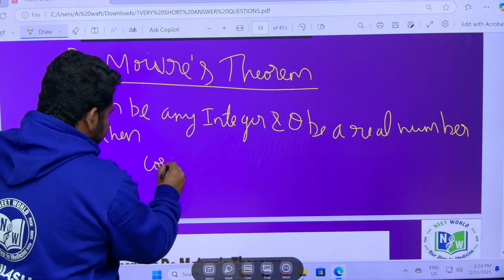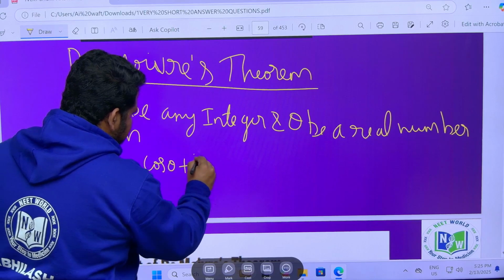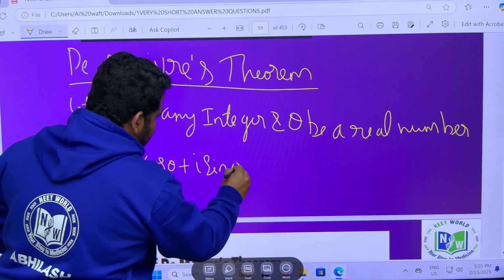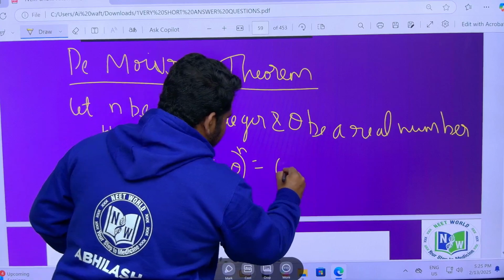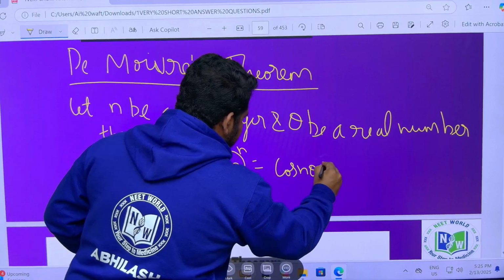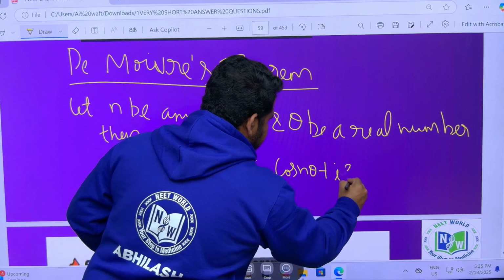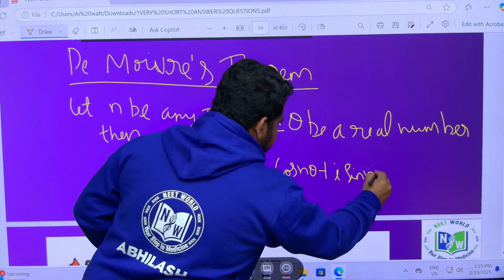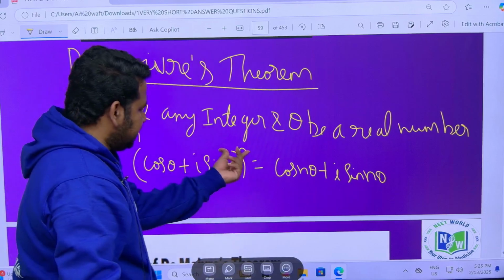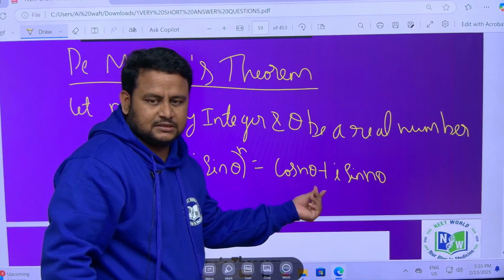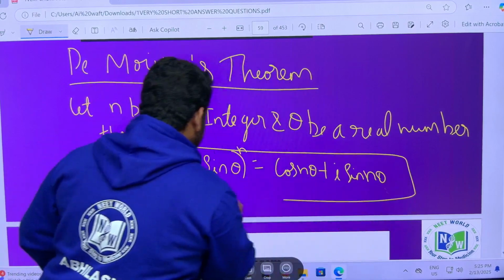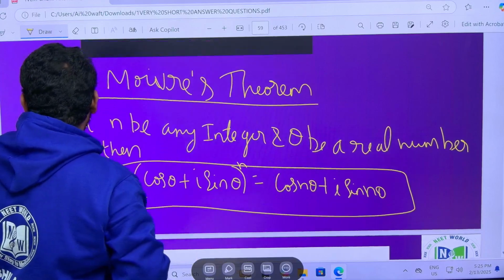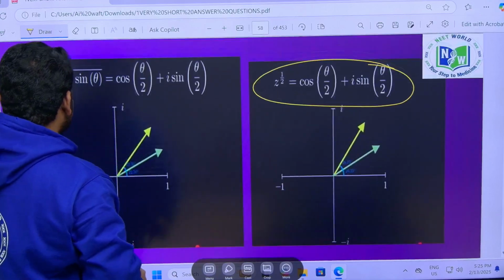(cos theta plus i sin theta) to the power of n is equal to cos n theta plus i sin n theta. That is, however many times you are multiplying, that many times the angle gets added. This is De-Moivre's theorem. That is what we saw here, friends.